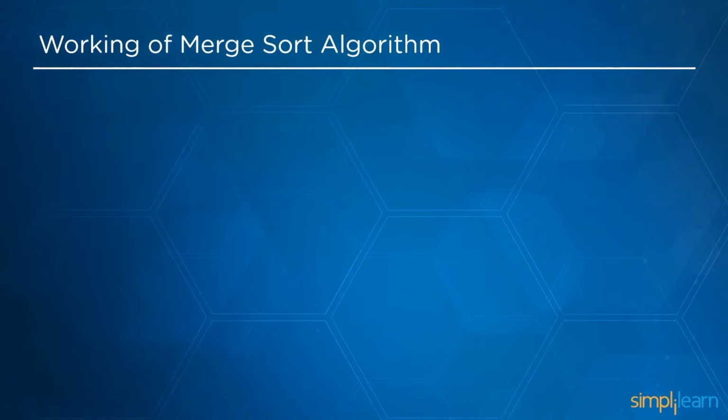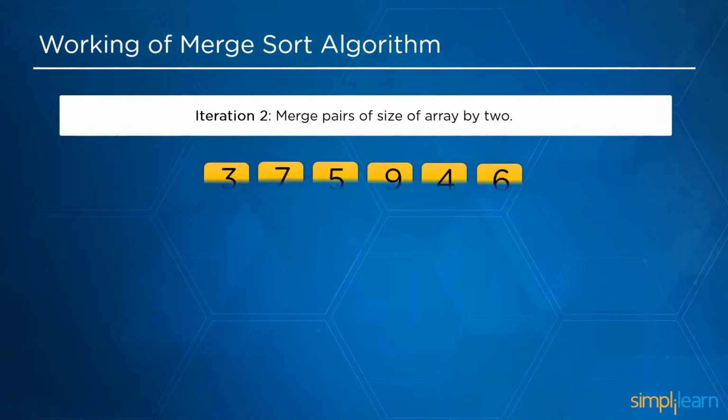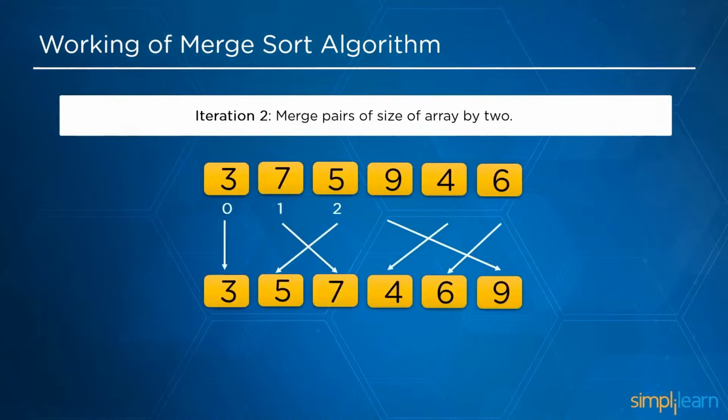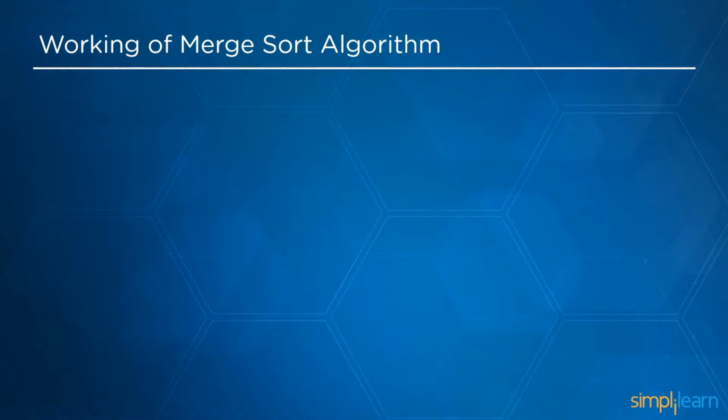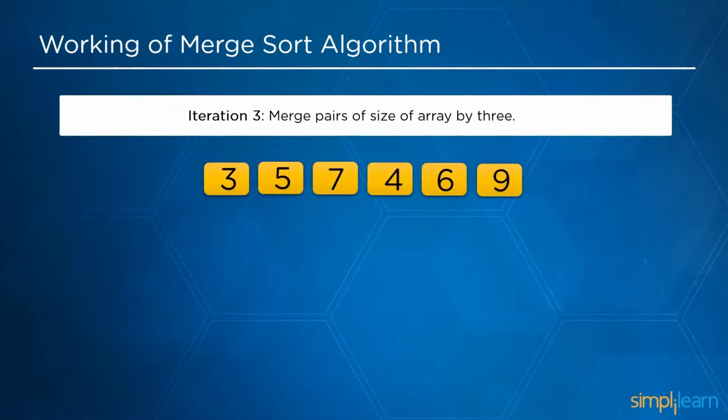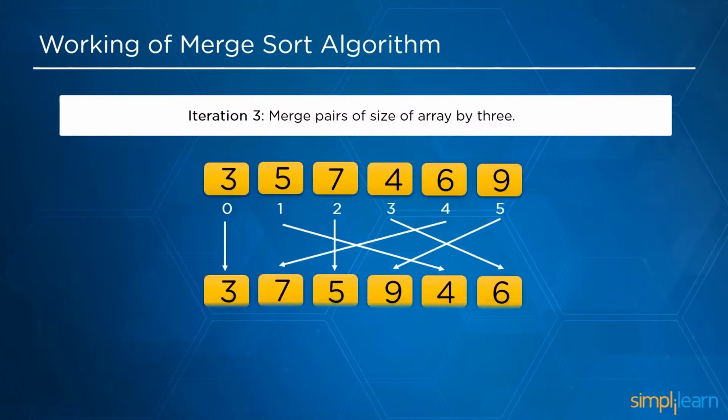We will merge the pairs of array size 2 in the next iteration with the bottoms-up method. As a result, the elements 3, 7 and 5 will become 3, 5 and 7, and the same way 9, 4 and 6 will become 4, 6 and 9. In the last iteration, merge pairs of array size 3 so that after sorting 3, 5, 7, 4, 6 and 9 becomes 3, 4, 5, 6, 7 and 9 as a sorted array.